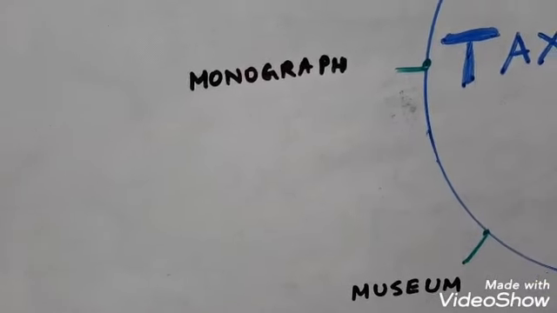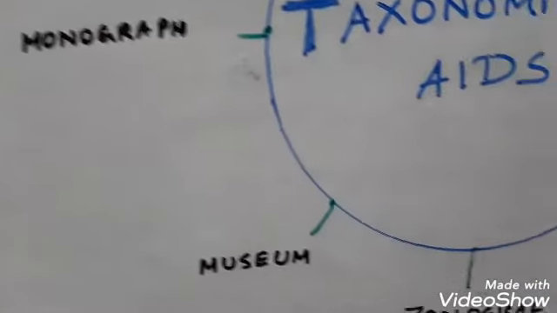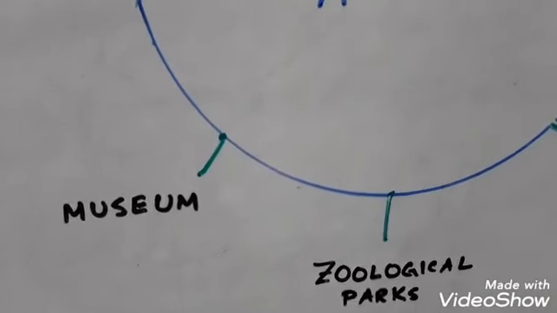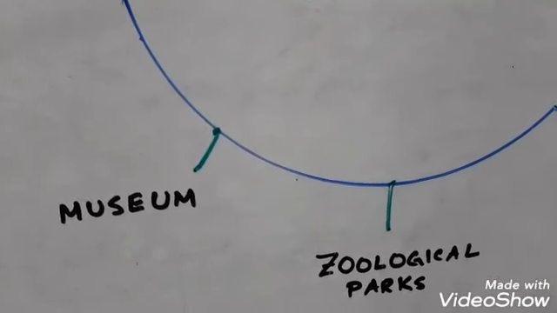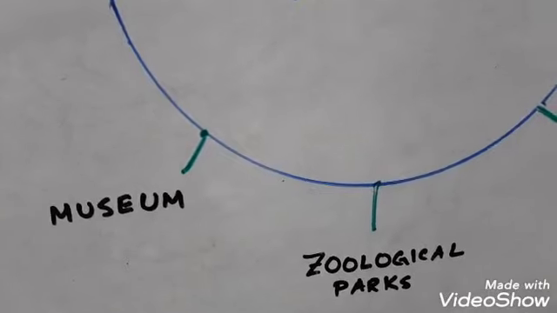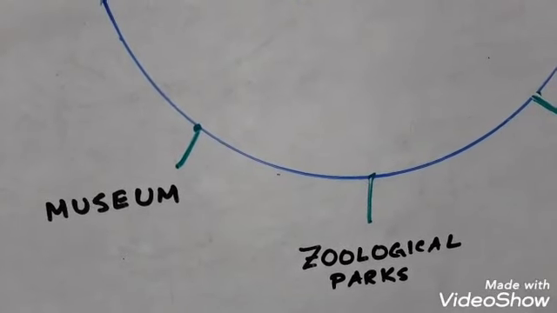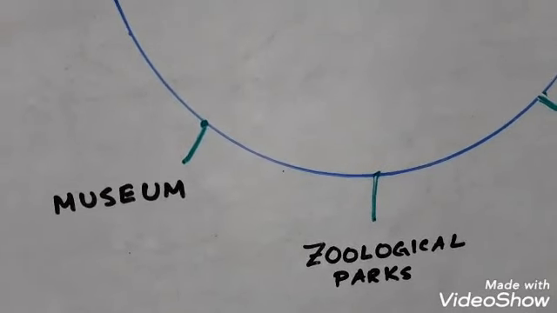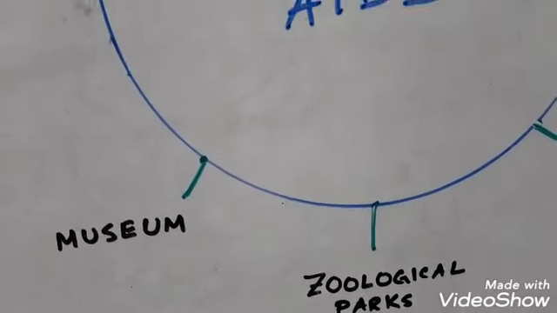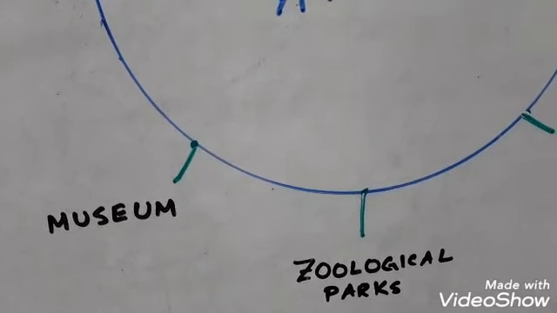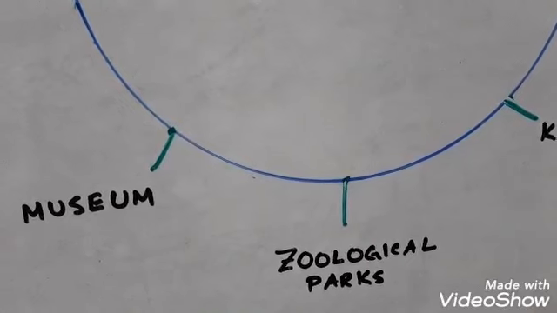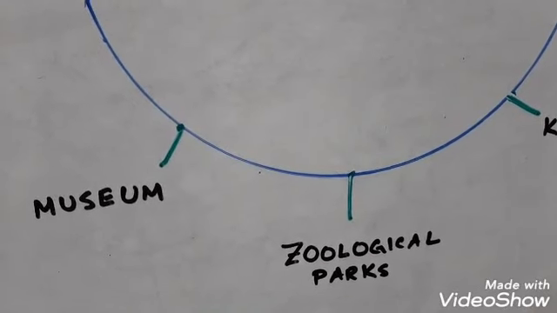Next comes the zoological parks. Zoological parks, or zoos as we commonly call them, are places where wild animals are kept in a protected environment under human care, which enables us to learn about their food habits and their behavior.